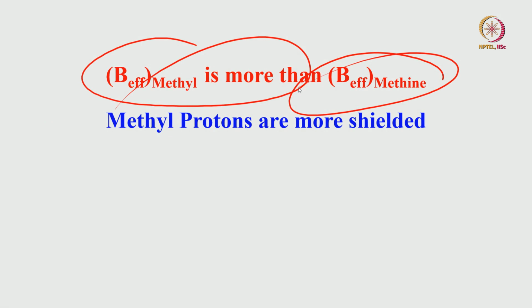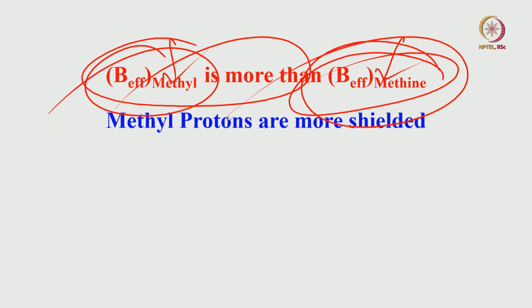Why? Because these are 3 protons, the methane group has only one proton. So, B effective of the methyl protons is more than B effective of the methane protons. That means methyl protons are more shielded than methane protons. Understand the concept. The methane proton is shielded, and the methyl proton is more shielded than B naught.